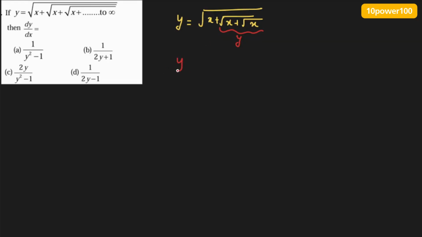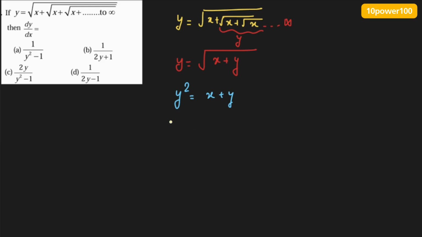So it becomes y is equal to root of x plus y. Up to infinity, we are considering it as y, the complete y. Now, to get this answer, we have to differentiate. So before differentiating, let's do some adjustment. That is, square on both sides. If you square both sides, we get y square is equal to x plus y. This is easy now, so we can differentiate this.